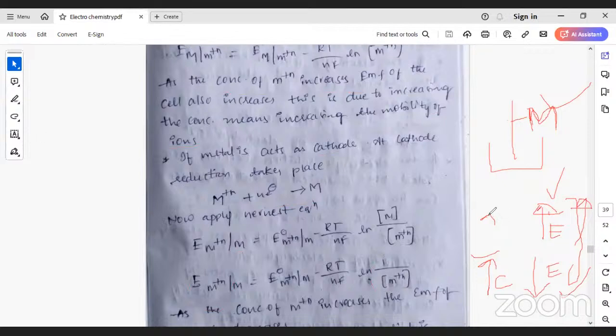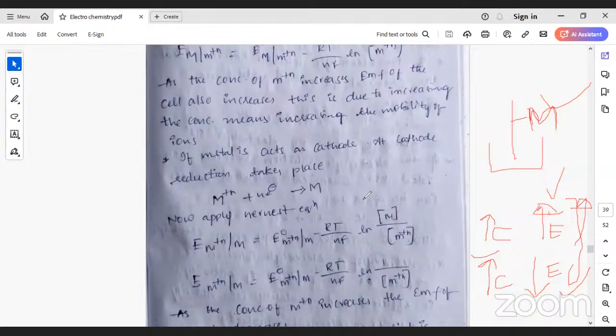Here the selection of metal will be important. While taking the metal, the metal is converted to the metal ion. Depending on the concentration of the metal ion, sometimes EMF will increase, sometimes EMF will decrease. That increment and decrement is called over potential.